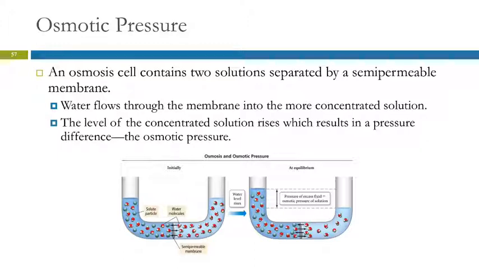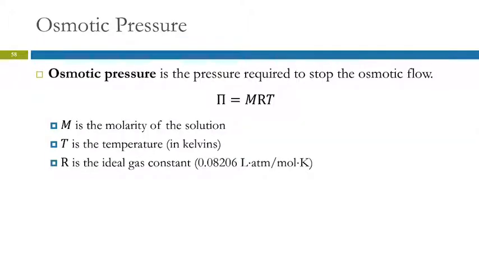The real explanation, though, is entropy. Entropy is increasing by the spread of the energy. So osmotic pressure is the pressure required to stop the osmotic flow. That's capital Pi. Osmotic pressure is equal to the molarity times the gas constant times the temperature in kelvins. I will give you these equations on the next exam.